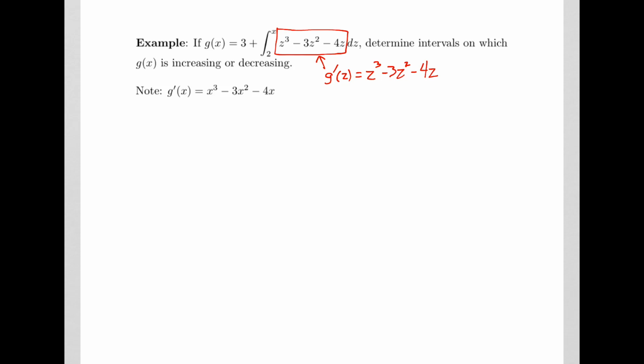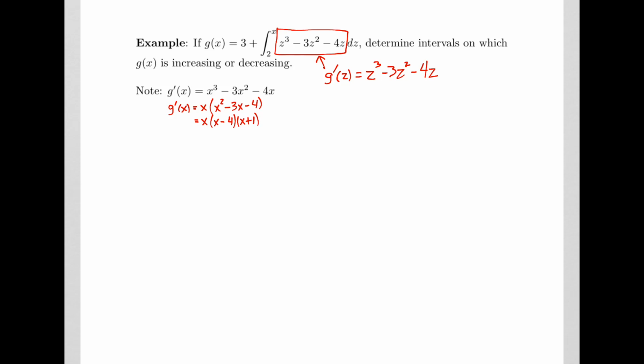Our next step was to factor that, so we're going to look at this and recognize that we have a common factor of x. So we'll factor that out, x times x squared minus 3x minus 4. And now I need to continue to factor. This is a quadratic. I can factor that. So our derivative is now factored as x times x minus 4 times x plus 1. And I have 3 factors.